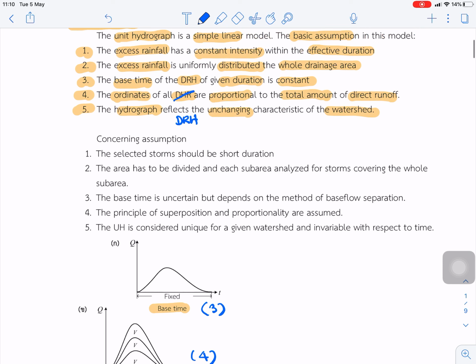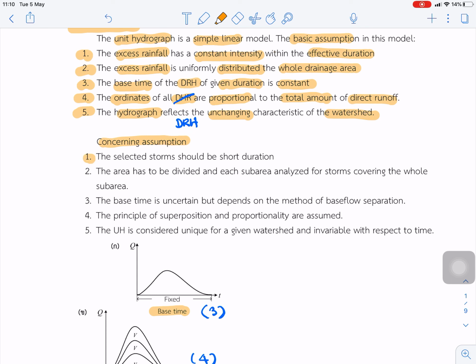And concerning the assumptions, when we want to apply the unit hydrograph method to a catchment, the first thing is to select a storm of short duration, in order to keep the intensity of rainfall constant. If the duration is longer, the intensity of rainfall varies.